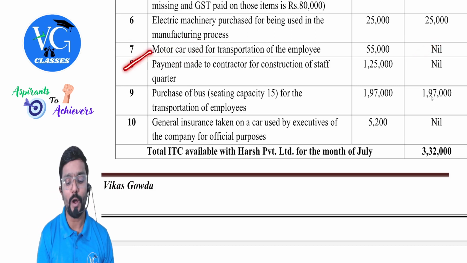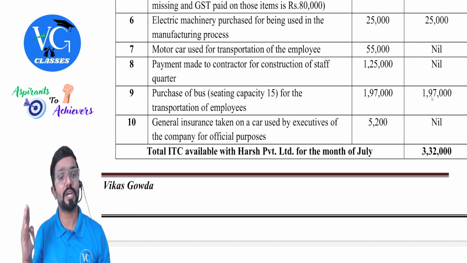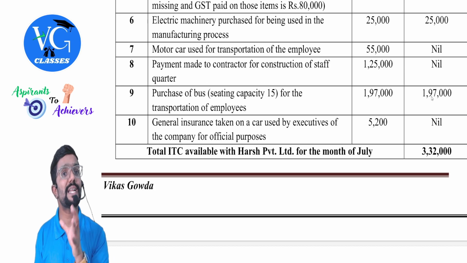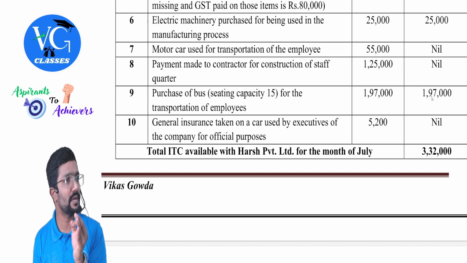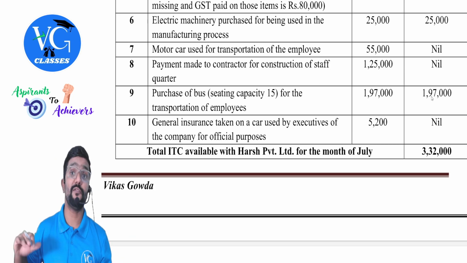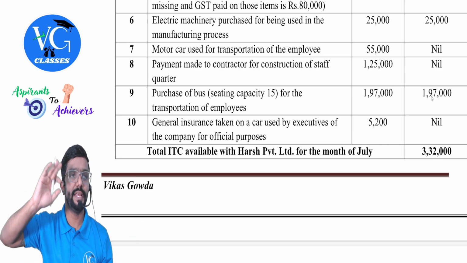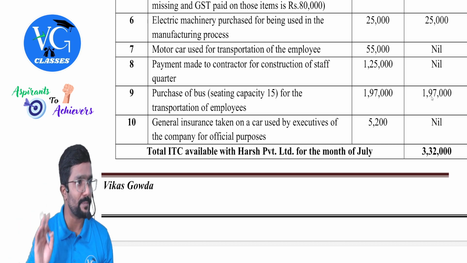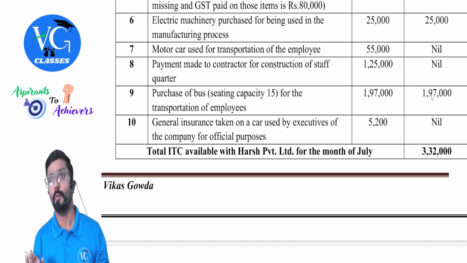Next, payment made to contractor for construction of staff quarters. So it is works contract service. For what purpose? Business still blocked. If it is for further supply, credit is available. But here it is for own purpose. So is credit available? No.